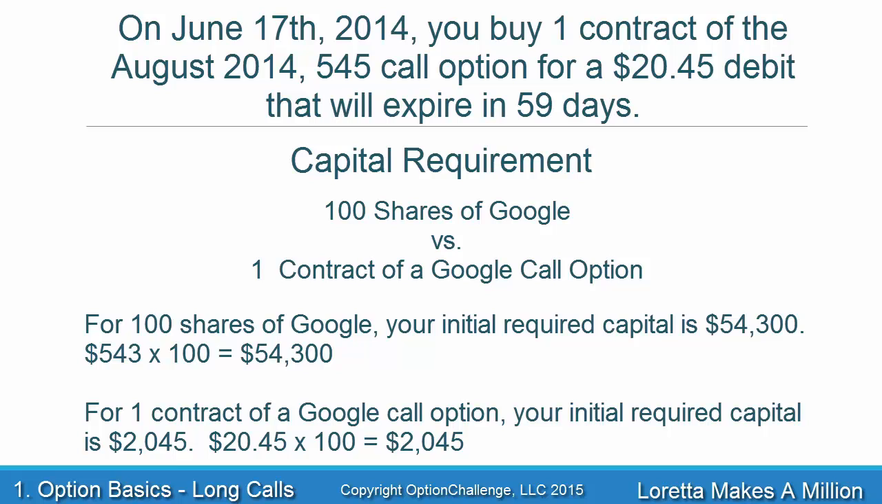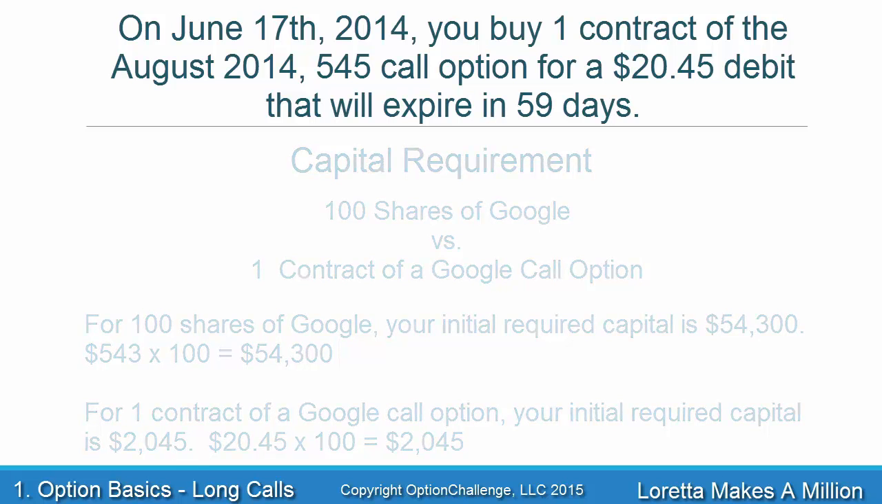options. For 100 shares of Google, your initial required capital is $543 times 100, which is equal to $54,300. For one contract of Google, your initial required capital is $20.45 times 100, which is equal to $2,045. Being able to control 100 shares of stock for $2,045 versus $54,300 is a great advantage, and this is why we learn to trade options.